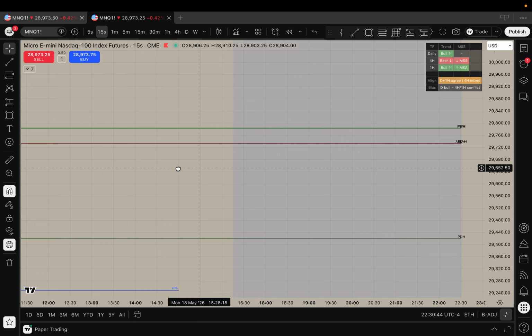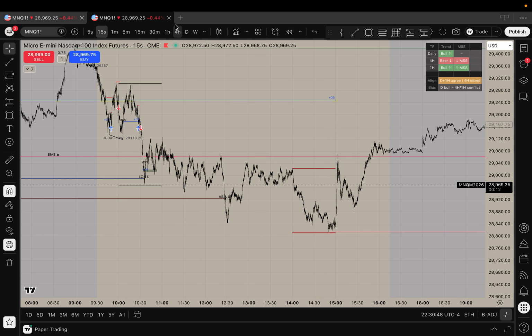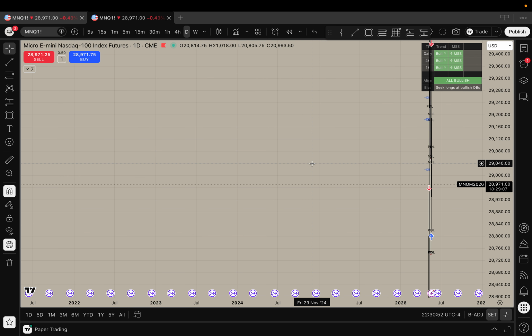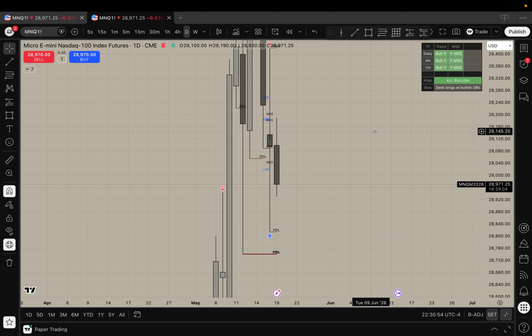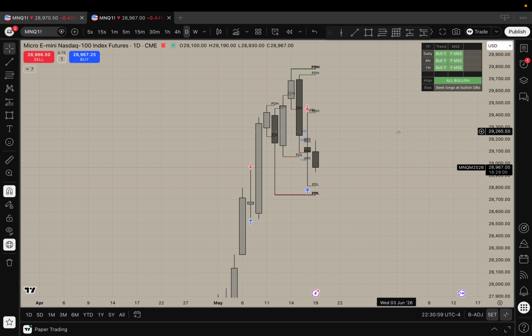I would love to see this liquidity up here get taken out in the coming days, unless we're going to go ahead and make a daily market structure shift. So we'll see how that goes. I'll be back tomorrow with more trades.